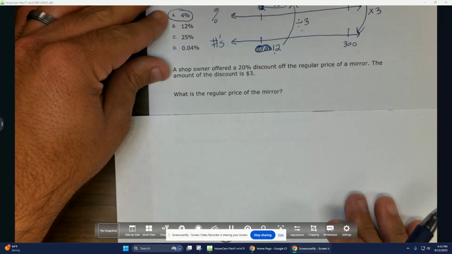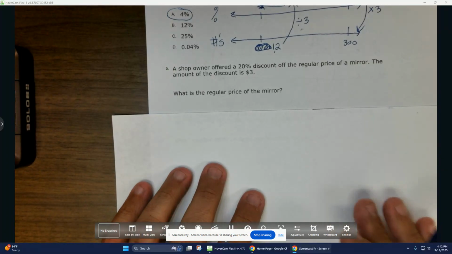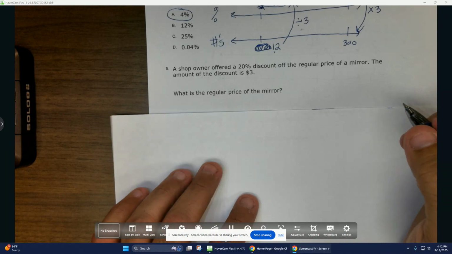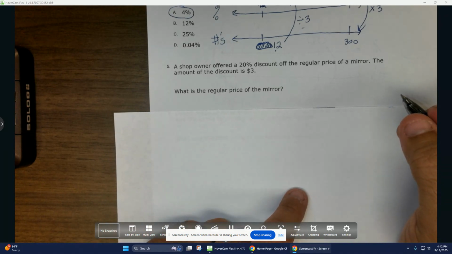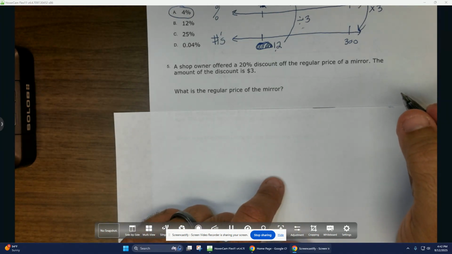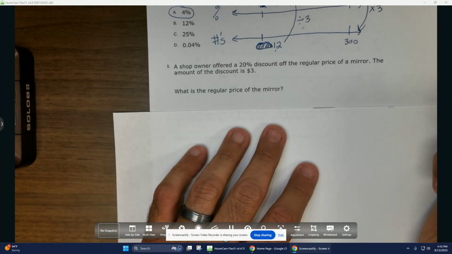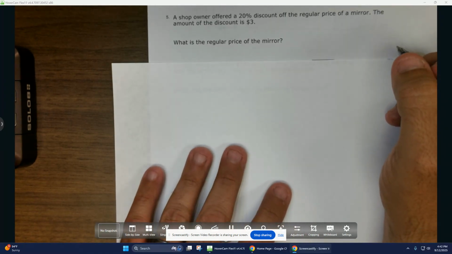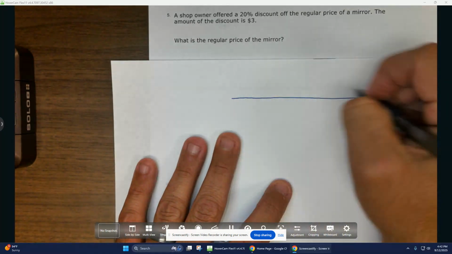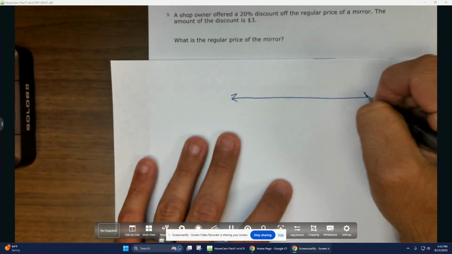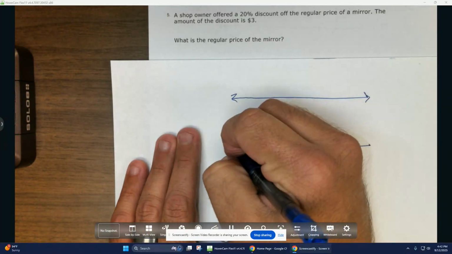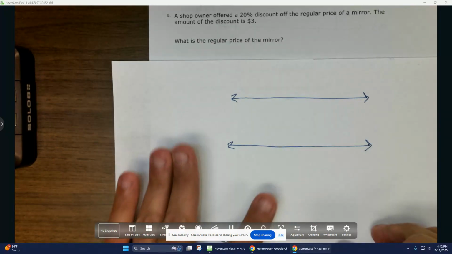Now this was a fun one because it's not multiple choice. A shop owner offered a 20% discount off the regular price of a mirror. The amount of the discount is $3. What is the regular price? Well, let's go ahead and do my double number line. Hopefully no boo-boos on this one.